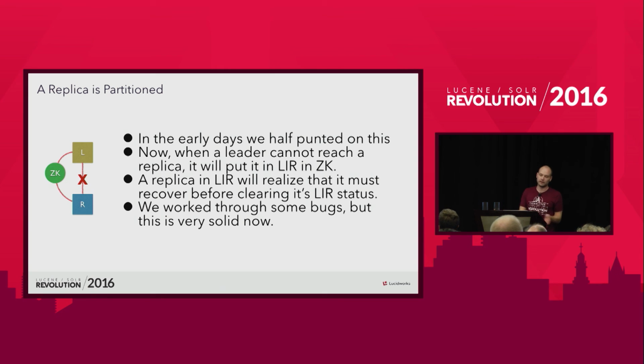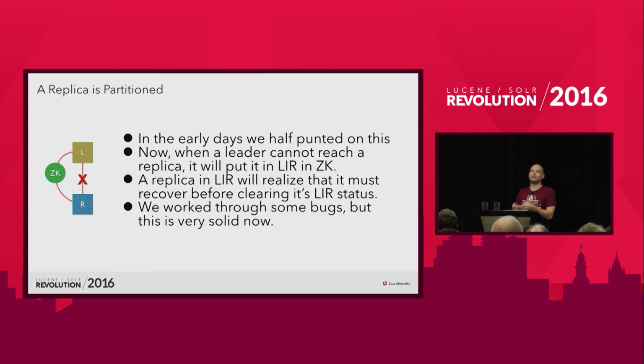So another failure case, the replica is partitioned. This was a case that we punted on in the early days. So how we tried to deal with this initially was anytime a leader tries to send updates to a replica, if that update doesn't make it to the replica, the leader would try to ask that replica to recover, because it knows that, hey, it didn't get one of my updates while the other replicas took it. That replica is now behind. Something must be going wrong there. Tell it to put itself in a recovery state.